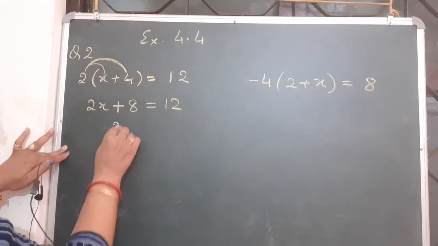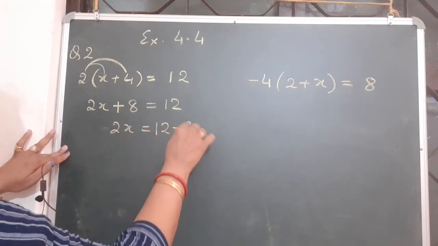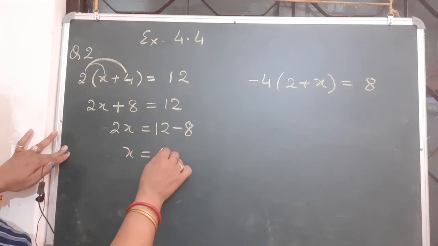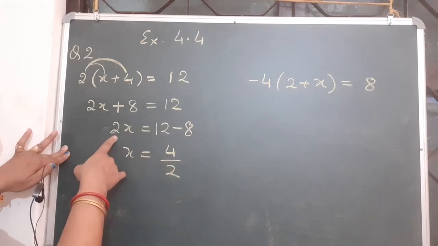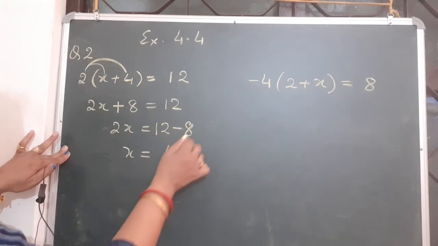So in the next step, 2x is equal to 12 minus 8. So x is equal to 4 upon 2. This multiplication will come to denominator. So 4 upon 2, 12 minus 8 is 4.